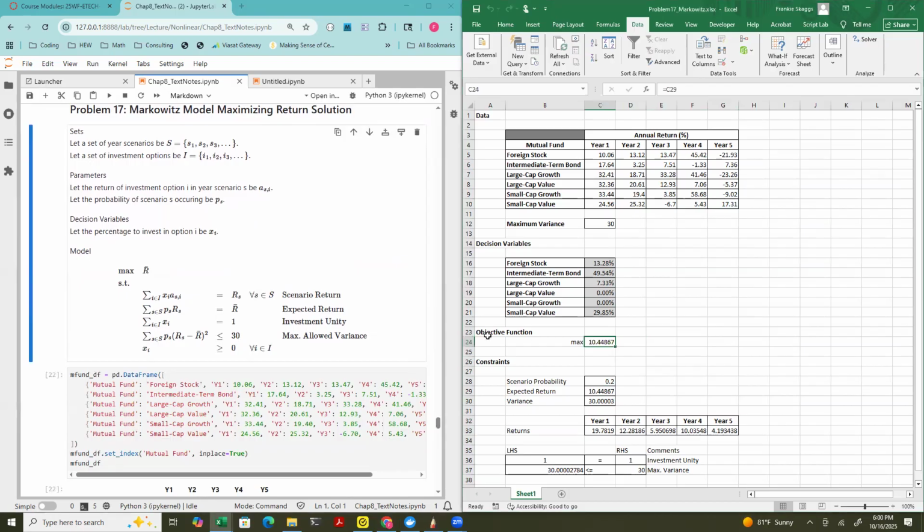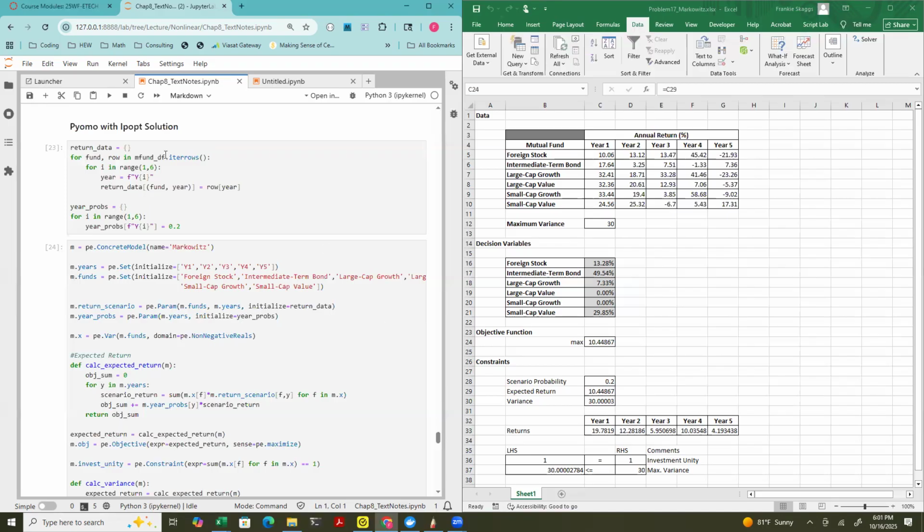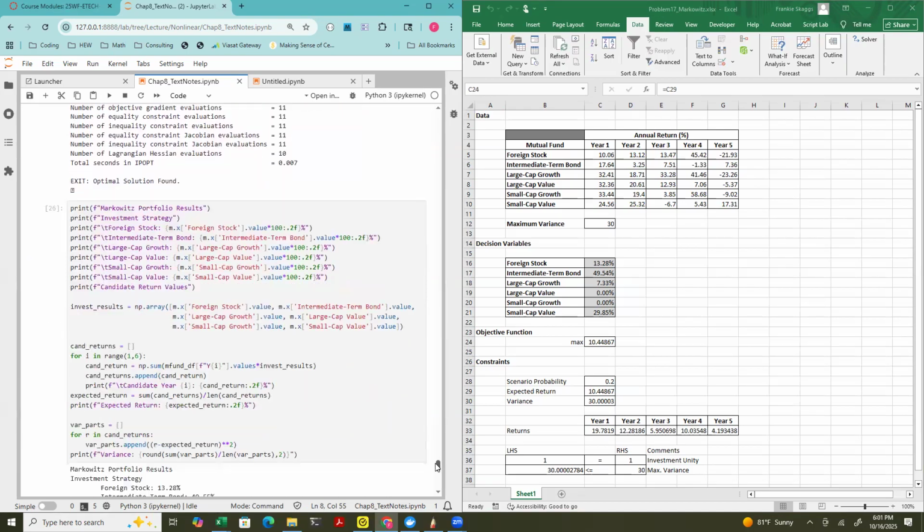The solve here would be the expected rate of return of 10.44, which should match the Python code here, Python IPOPT. Again, we have to do a little bit of work for the data frame, iterating the rows to create this data structure for the return data, which is going to be mapped into that parameter there. And the year probs is mapped similarly, both of which we're trying to get to a dictionary with some key that's going to match up to the indexes and then the values associated with it. We can pass it to the solver.